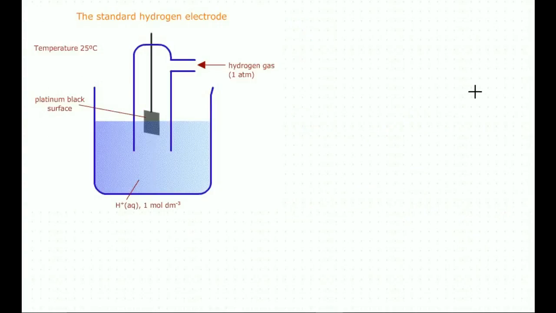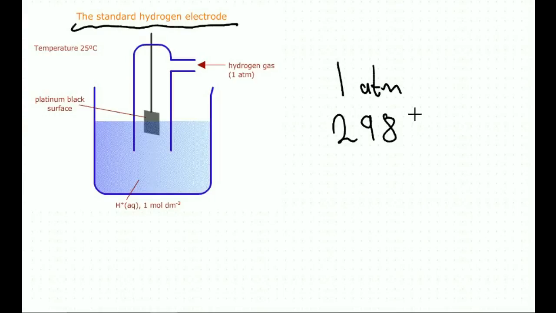Redox reactions and half reactions can be applied in terms of electrochemical cells. So here we have a standard hydrogen electrode. One thing to remember with the standard hydrogen electrode is standard conditions. Standard conditions are 1 atmosphere of, in this case, hydrogen gas, 298 Kelvin or 25 degrees Celsius, and 1 molar or 1 mole per decimeter cubed of solution. In this case it will be H+ ions, which could be, for example, hydrogen chloride.